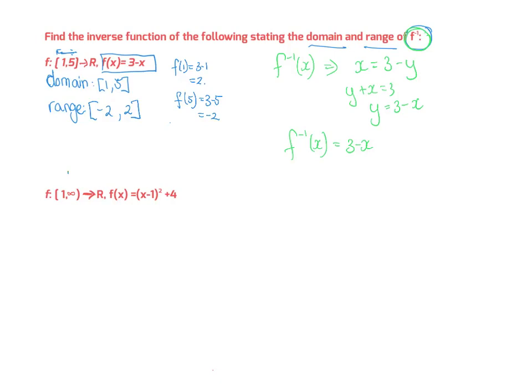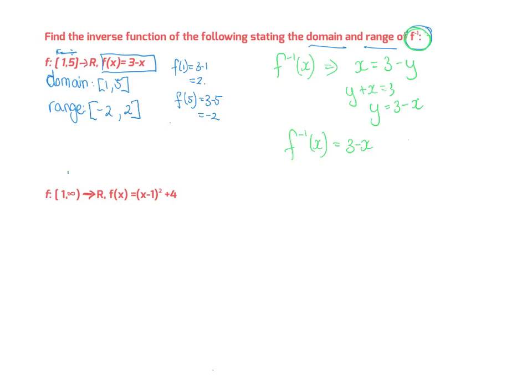So its domain is the range of the original. So the domain for this one is between -2 and 2. That's what the inverse function is. And the range is the domain of the original. So up there, we're going to say 1 and 5. So even though it's the same formula, it's a different function because the domain is a different area. And what is happening is that it's mirror imaging, so it looks the same.